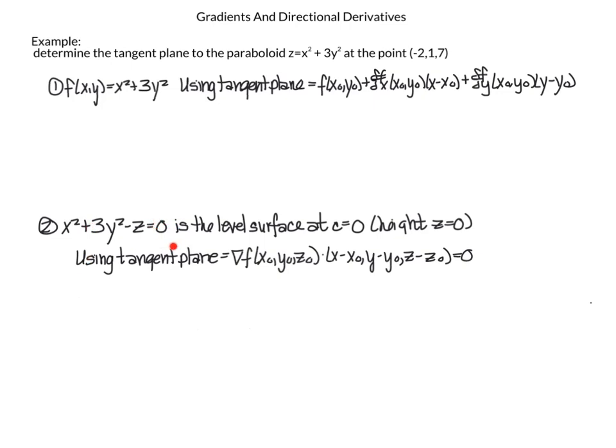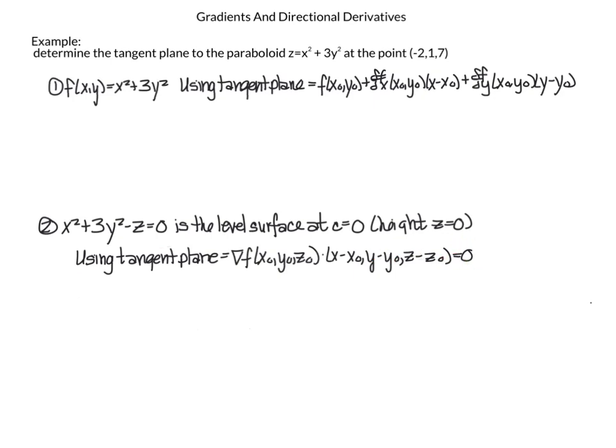And then we're going to use the tangent plane equation we learned in this video, where we said, well, if it's a level surface, it's going to be perpendicular to our gradient. So we're going to take the gradient of this function, input our point x naught, y naught, z naught, which is our -2, 1, 7, and then dot it with x minus x naught, y minus y naught, z minus z naught, and set that equal to 0.